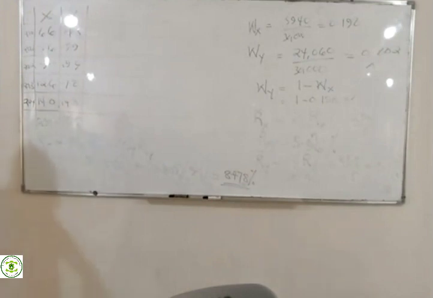So the second part is saying we should estimate the risk exposure, which means we have to estimate the standard deviation for this particular portfolio. Is that not it? We have to estimate the standard deviation for this particular portfolio.